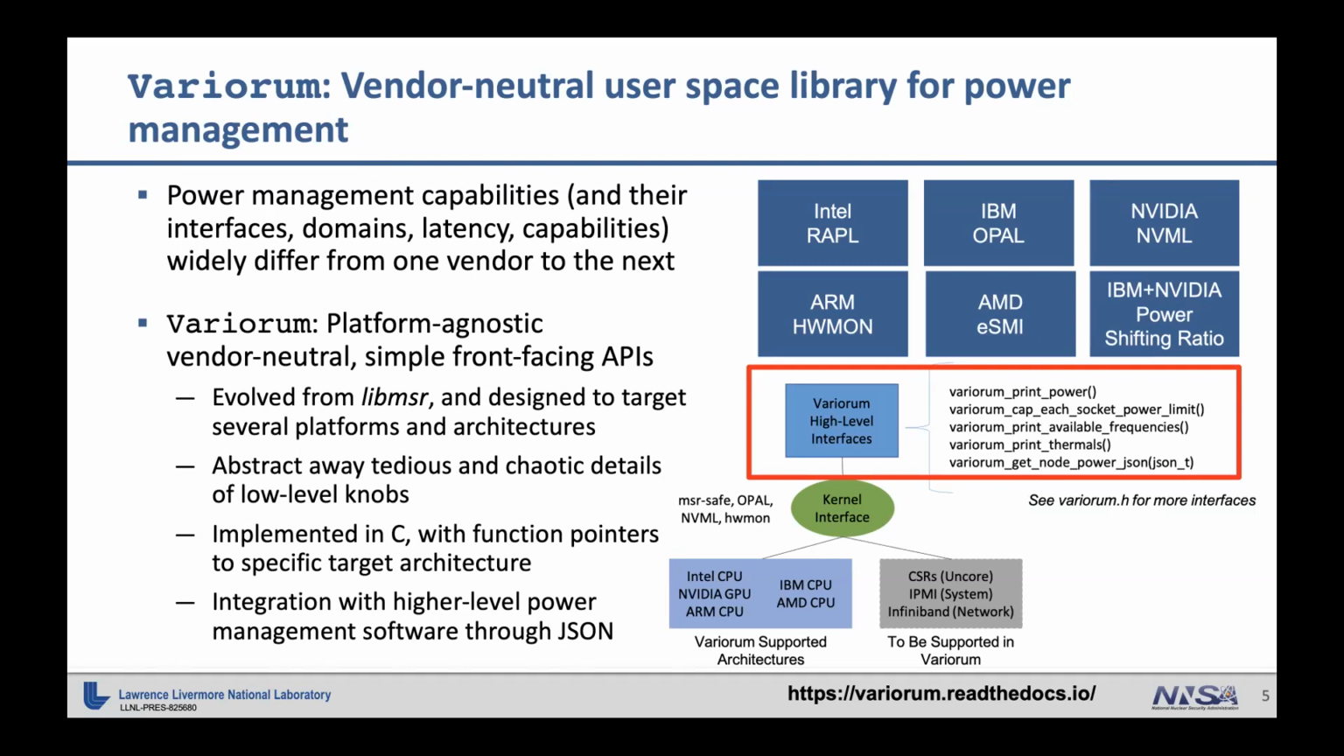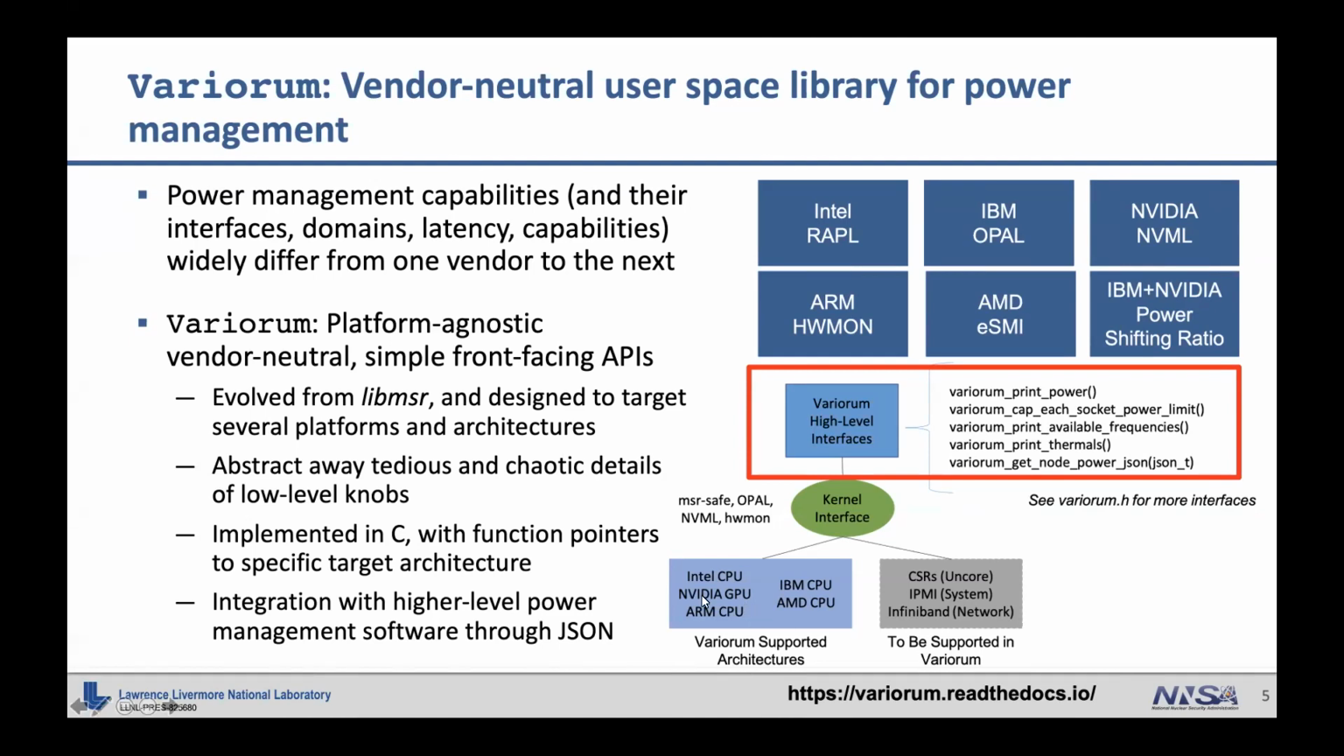This bottom right figure here is showing a high-level overview of the system architecture for Variorum. So highlighted here in this red box is where Variorum sits. And you can get a sense of what the high-level interfaces look like that Variorum currently provides. You can obviously look in this header here for a bigger set of the different functionality that's provided. Underneath the high-level interfaces, as I mentioned, the calls will go through the different kernel interfaces that are provided by the different platforms, whether that be MSR Safe, Opal, NVML, or HWMon. And then we're obviously targeting different architectures.